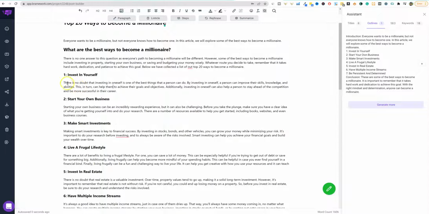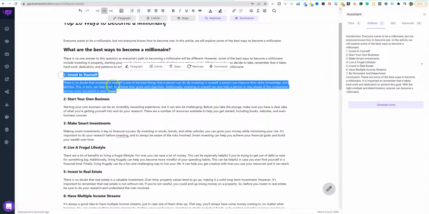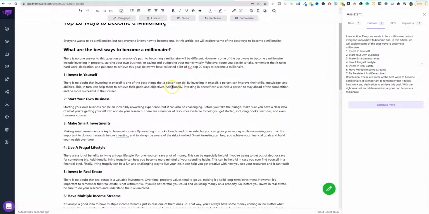So invest in yourself. There's no doubt that investing in oneself is one of the best ways that a person can do. By investing in oneself, a person can improve their skills, knowledge, and abilities. This in turn can help them to achieve their goals and objectives. Additionally, investing in oneself can also help a person to stay ahead of the competition and be more focused. So it's talking specifically about investing in yourself and how that can benefit yourself as a whole.